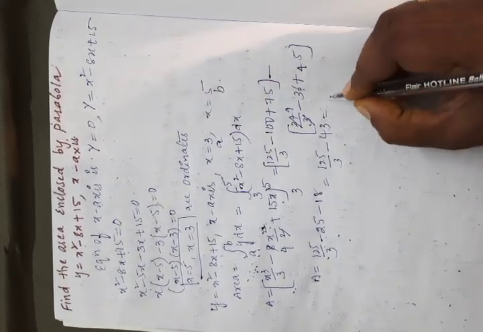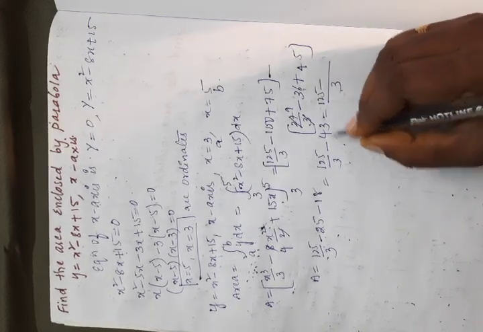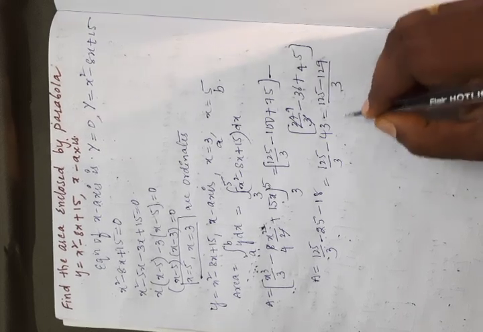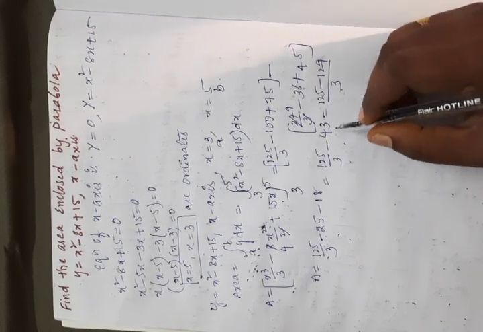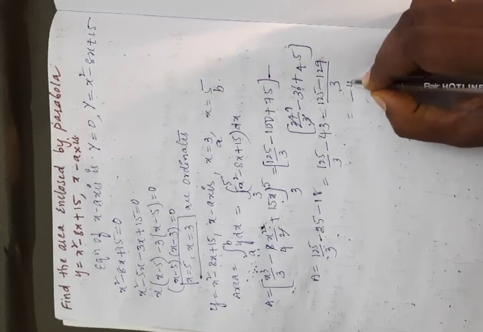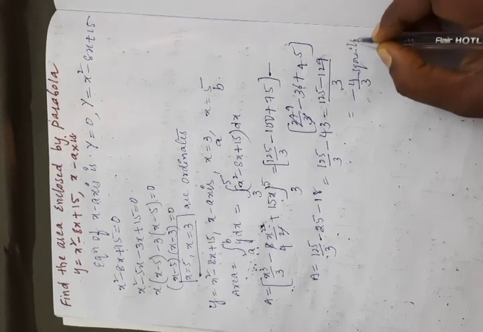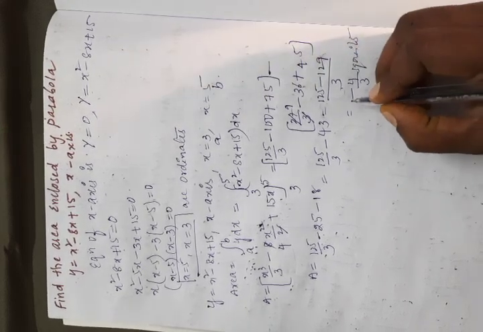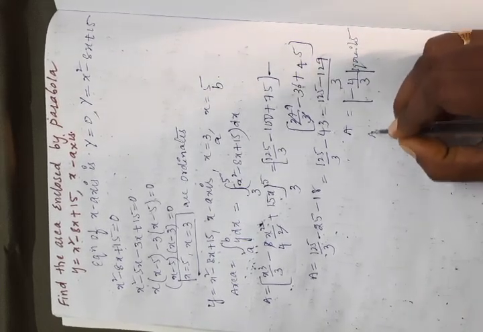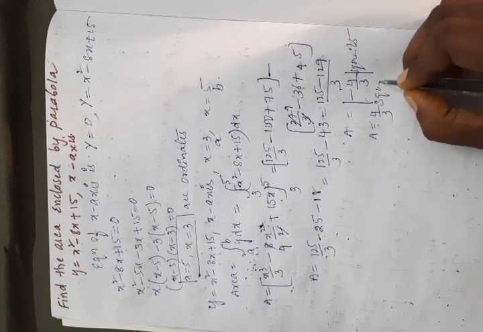సో సింప్లిఫై చేస్తే ఎల్సిఎం తీసుకోండి. 125 మైనస్ 43 into 3 will become 9, 129, minus 4 by 3 square units. సో ఇట్లా నెగిటివ్ వచ్చినప్పుడు we should keep compulsory mod. It will become plus. Therefore area is equal to plus 4 by 3 square units.